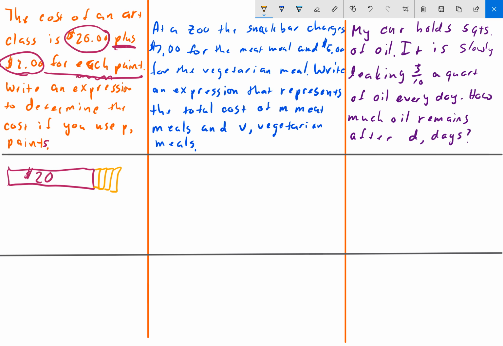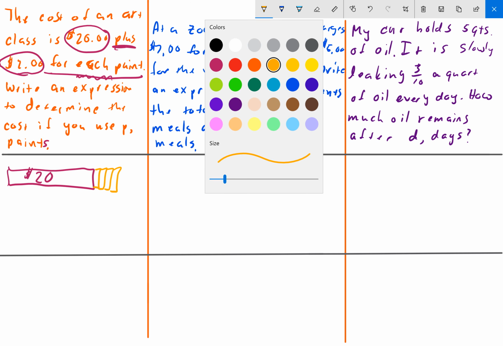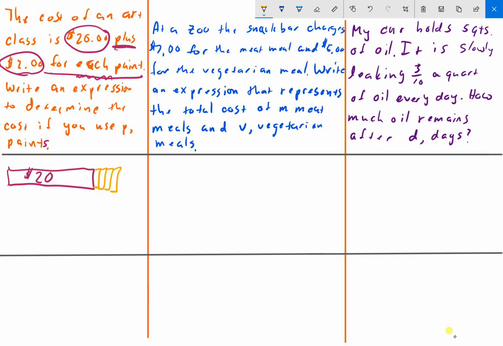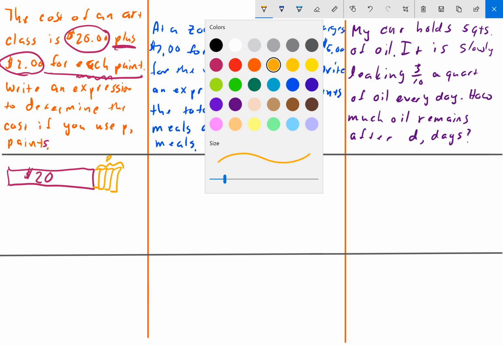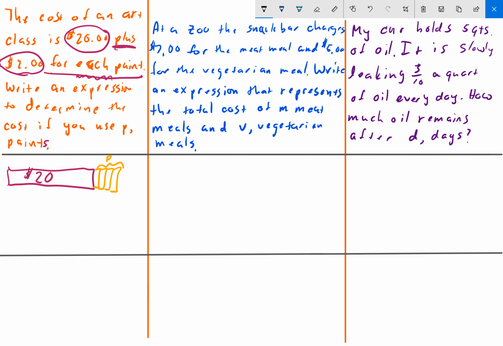I have no idea. So here's the deal. Since I don't know how many paints I am going to use, I have to use a variable. Because I might go one night and only use 1 paint. Next night I go, I might use 3 paints. So I really don't know. So here's what happens. We're going to pay the $20 plus, now it's $2 for each paint. 2, 2, 2, 2. And I don't know how many paints I'm going to use. So it's 2 times the number of paints. So 2 times P.